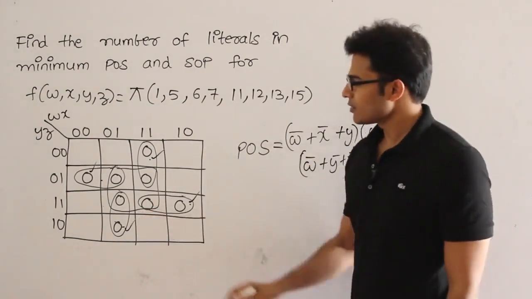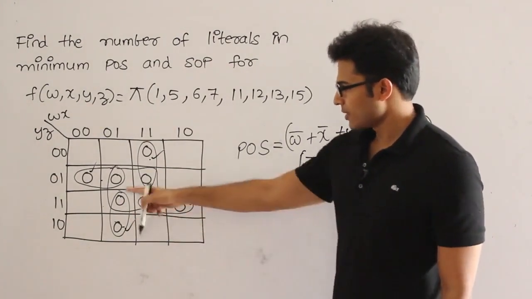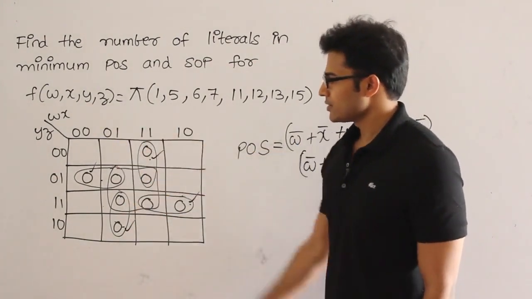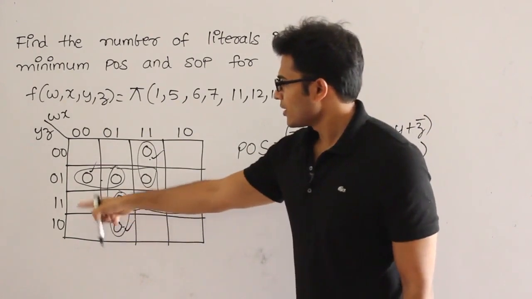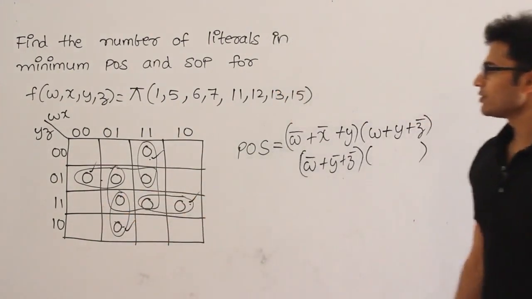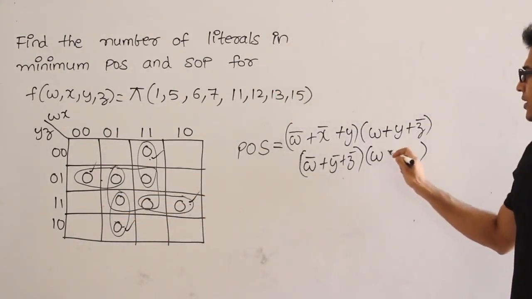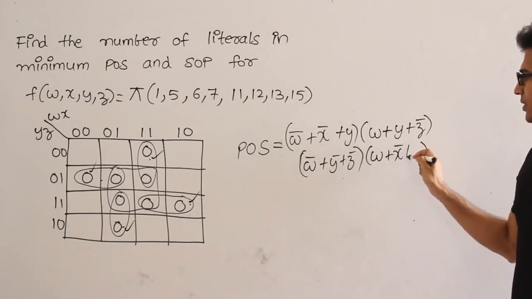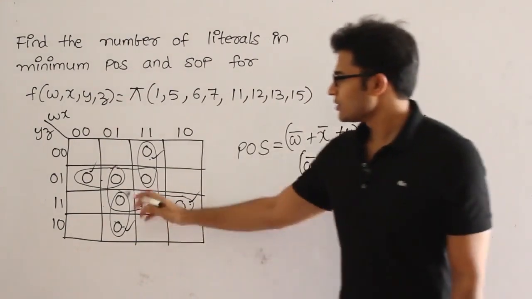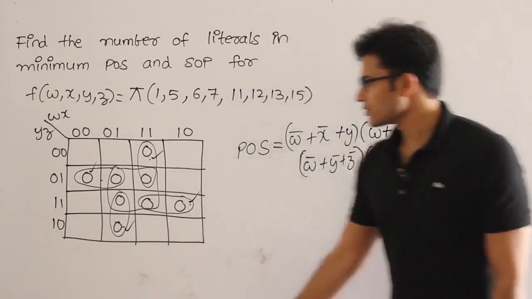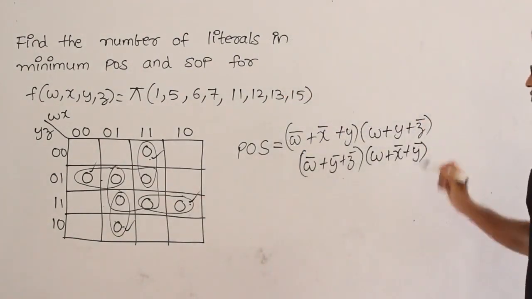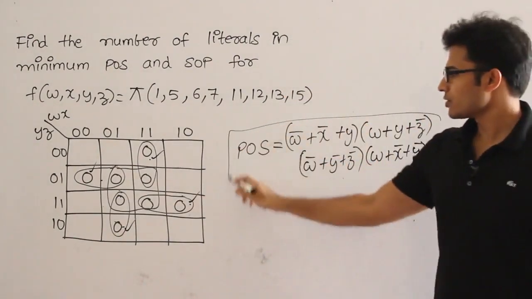This one. See what the max terms are? These two max terms are covered. In these two max terms, w and x are not changing. W is 0, therefore w, and x is 1, therefore x prime plus, and in these two, y is not changing, y is 1, therefore y prime. So this is the minimum product of sums.